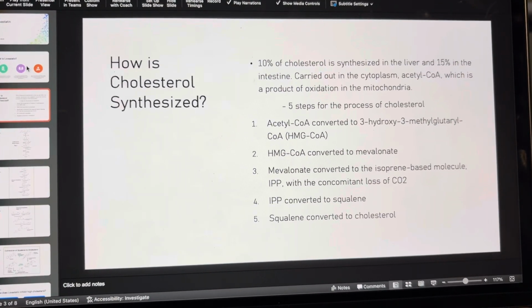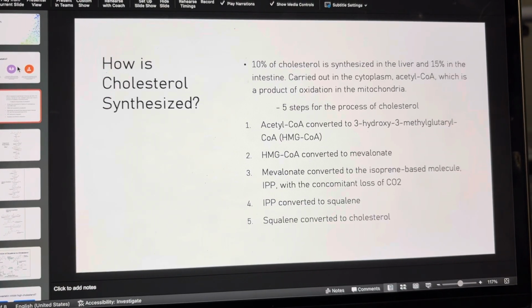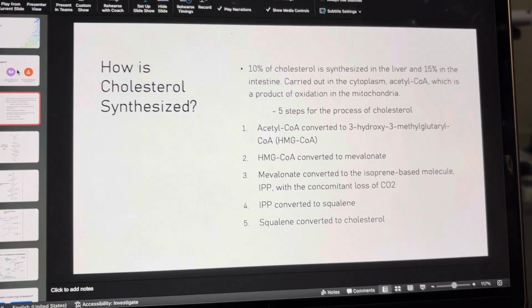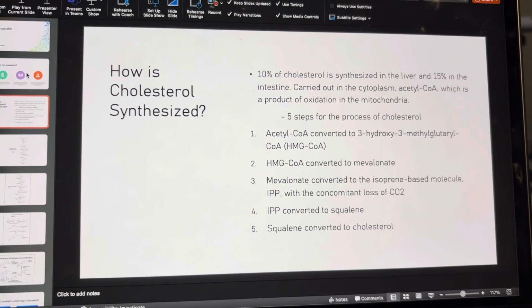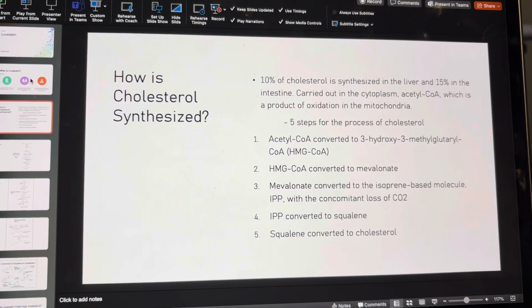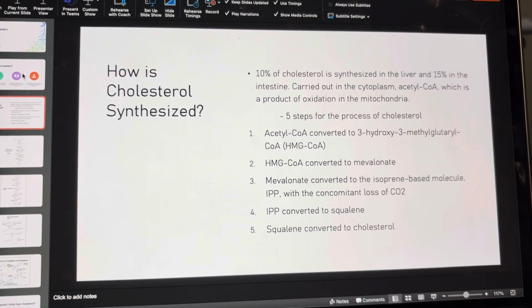So how is cholesterol synthesized? 10% of cholesterol is synthesized in the liver, 15% is in the intestine. It's carried out in the cytoplasm with acetyl-CoA, which is a product of oxidation in the mitochondria. So there are 5 steps in the process of cholesterol synthesis.